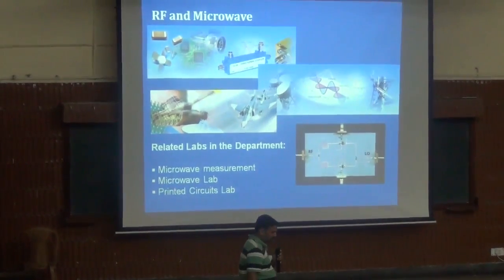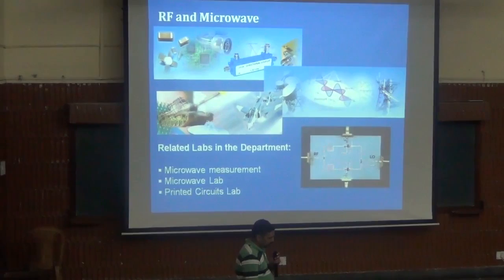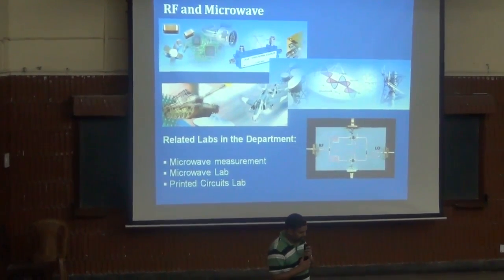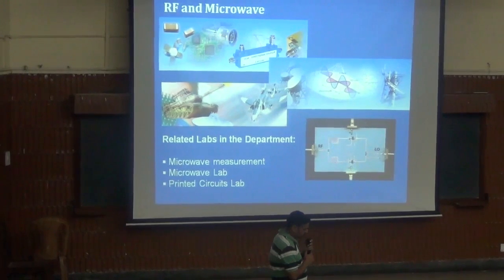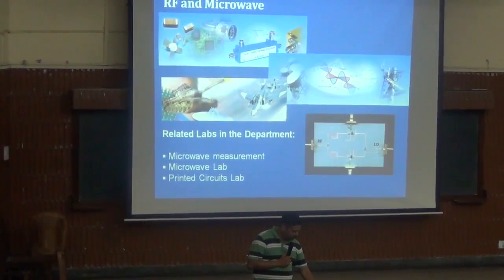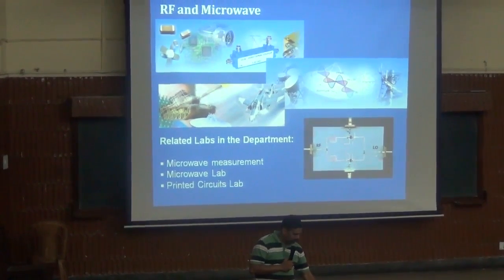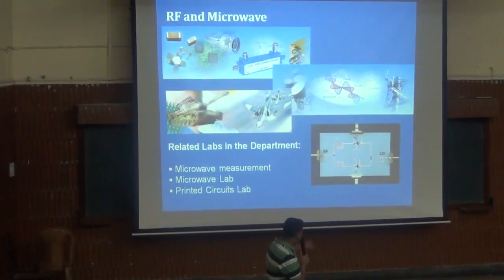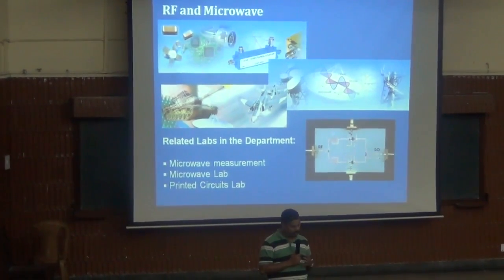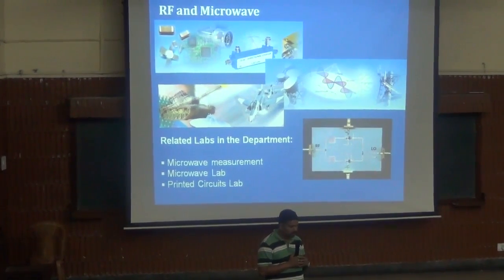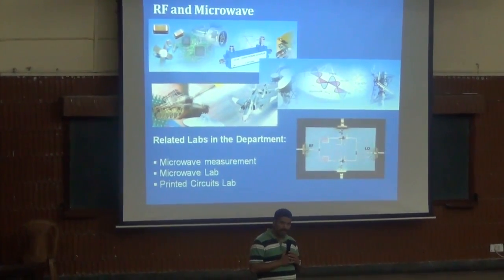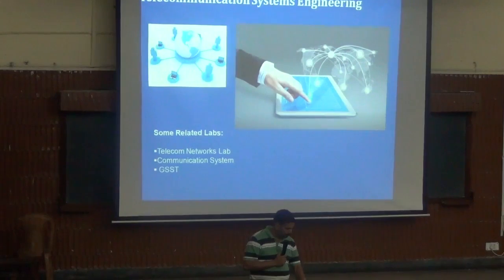And regarding RF and microwave, now we go to the larger dimension, as the frequency goes into the gigahertz range. So this is what we have in the department, and some of the prototypes which have been developed. If you look into the right hand corner, which is the RF and analog. And we do a lot of work in RF and microwaves, so microwave measurement. For this we have the microwave measurement lab, microwave lab and printed circuit lab.